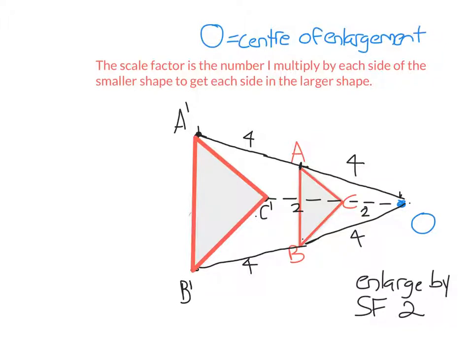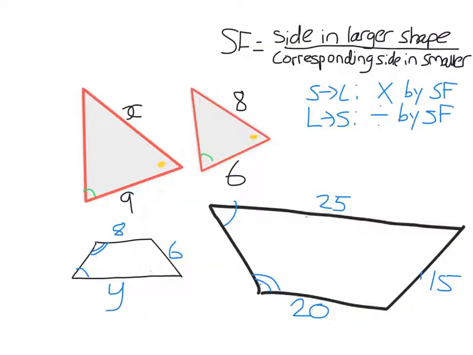But now these two shapes are similar. The scale factor is 2, so each side length in the larger shape is double its corresponding side in the smaller shape. All right, now we're going to use similarity to find unknown sides. Looking at these two pairs of shapes, I'm telling you that they are similar, and we're going to find the value of the unknown pronumerals.